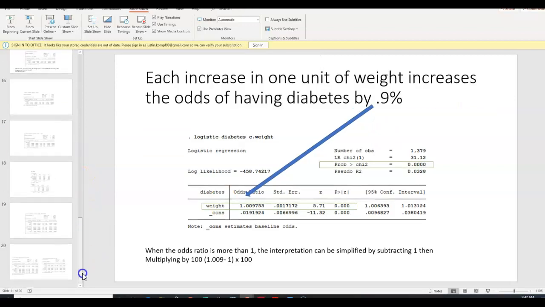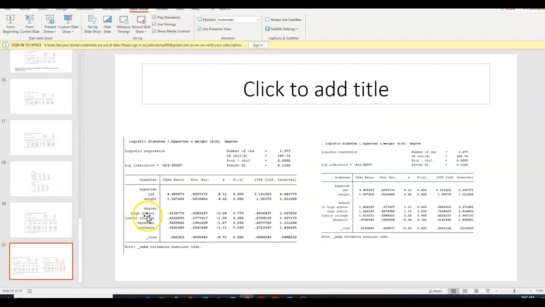If you're looking at reference categories, such as high school, junior college, bachelor degree, stuff like that, we might say, let's just pretend like this was significant, the odds of having diabetes is 45% less for people with a bachelor's degree than those with less than a high school degree. So that's how we would just do those two comparisons.